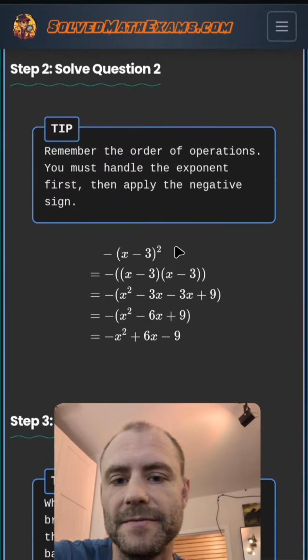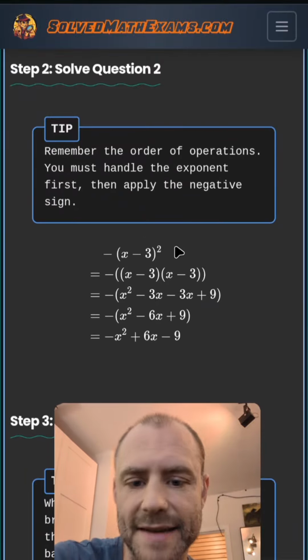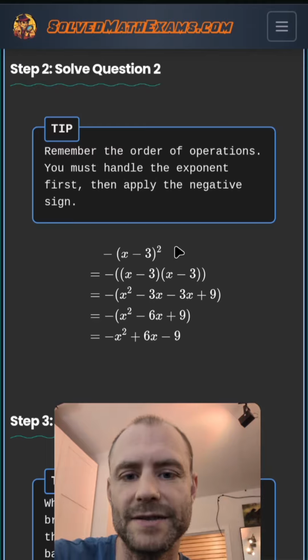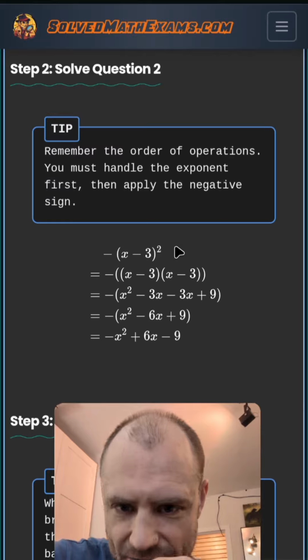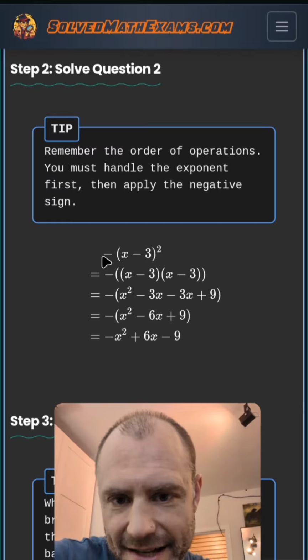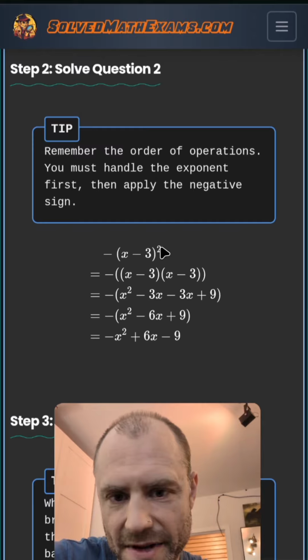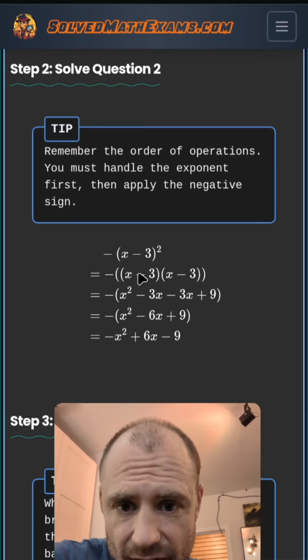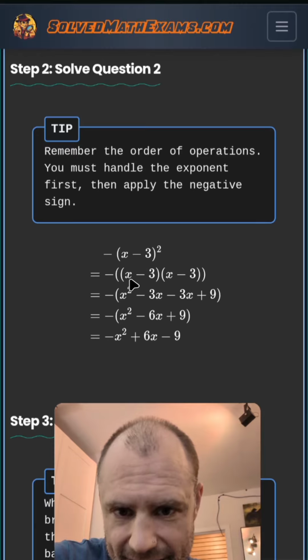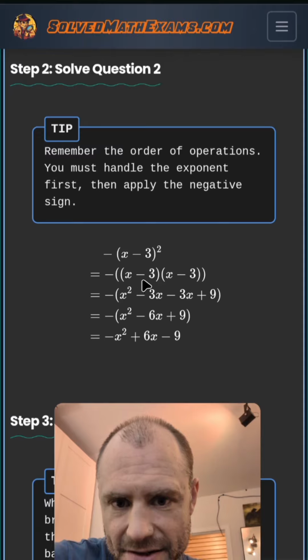Okay, the next one, we have this negative, and then in brackets we have x minus 3 squared. For this one, we have to apply the squared first. We can't distribute constants into polynomials and stuff like that with an exponent. We can't do that. We have to expand this first. So let's do that. So it's x minus 3 squared. So that's what's happening inside of these double brackets here, it's just expanding.